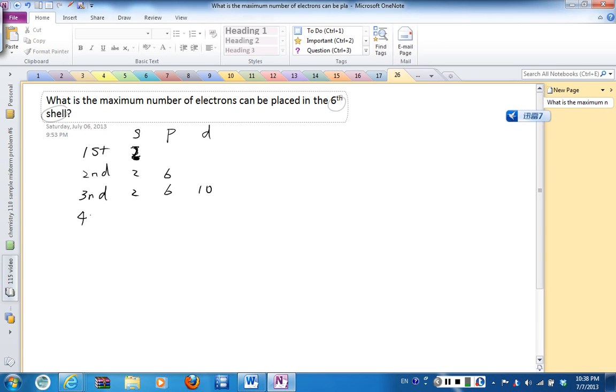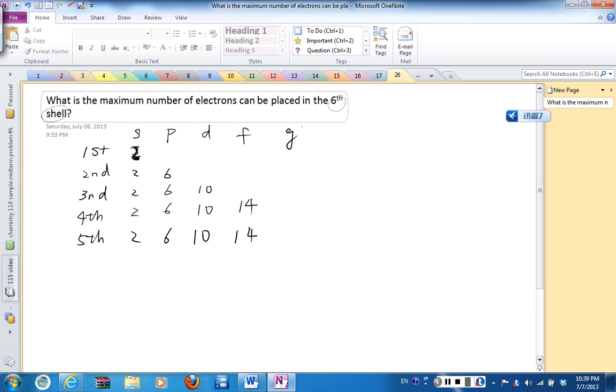Fourth shell, now we have s, p, d, f. 2, 6, 10. F orbital has 7 individual orbitals, and that's 14 maximum electrons. Fifth shell: 2, 6, 10, 14. Everything that the fourth shell has, the fifth shell has. The fifth shell has more.